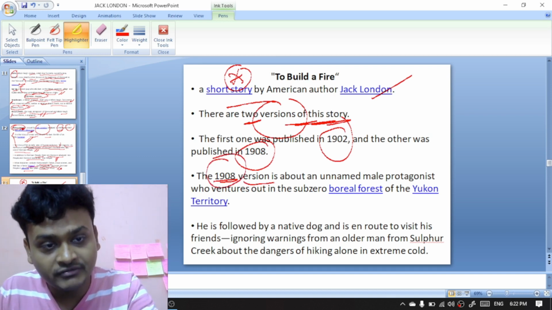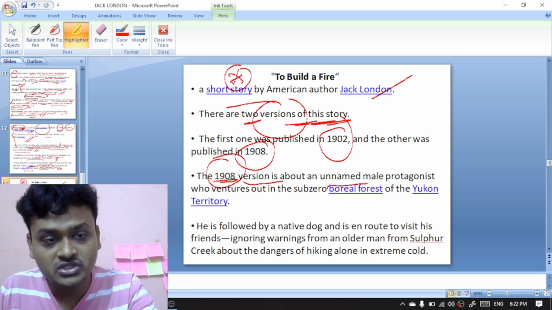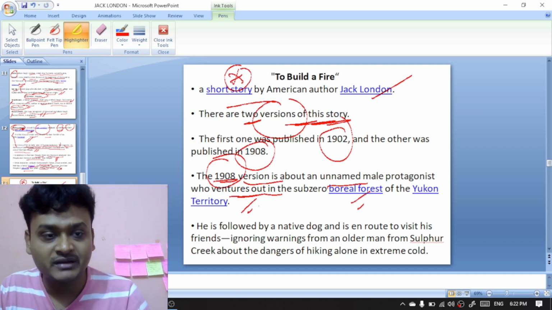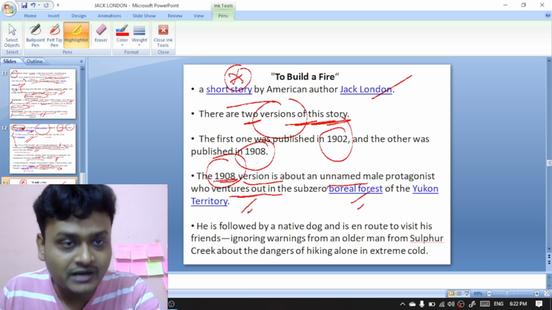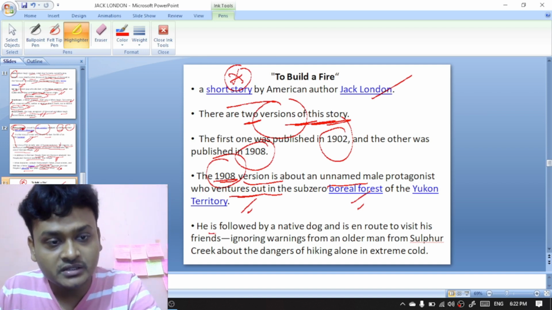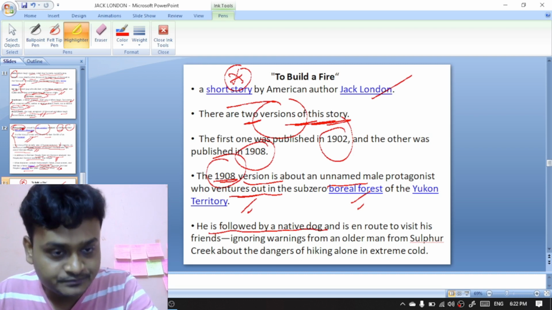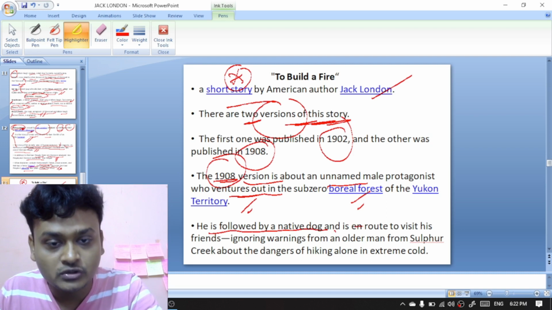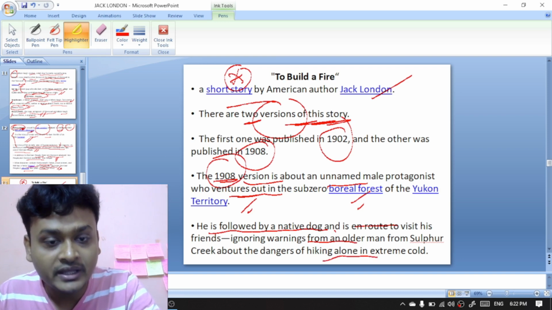The 1908 version is about an unnamed male protagonist whose journey takes him out into the sub-zero Boreal Forest of the Yukon Territory. The second version became a classic work of American literature. He is followed by a native dog, the central protagonist of that story, and is en route to visit his friends, ignoring warnings from an older man from Sulphur Creek about the dangers of hiking alone in extreme cold.